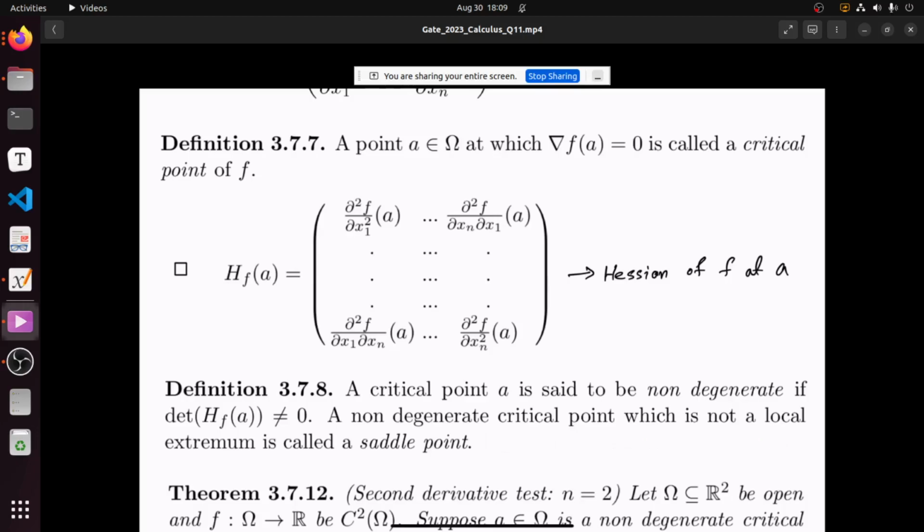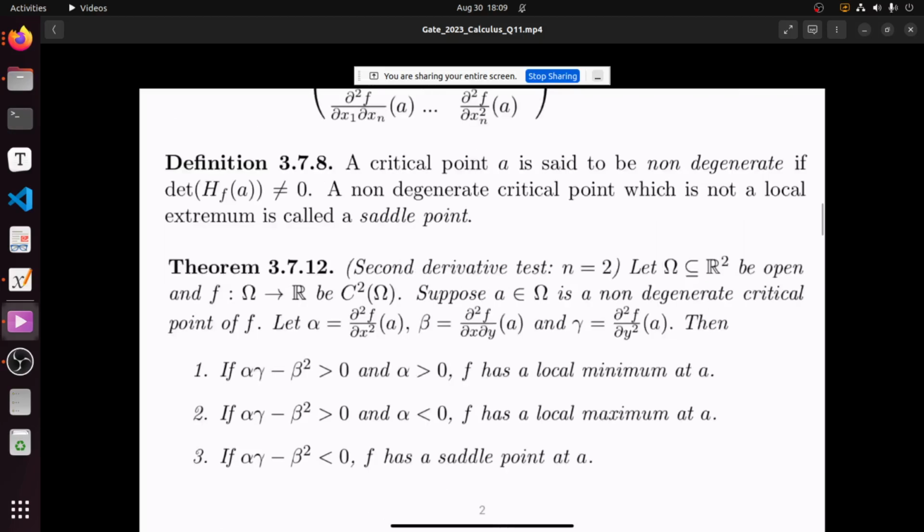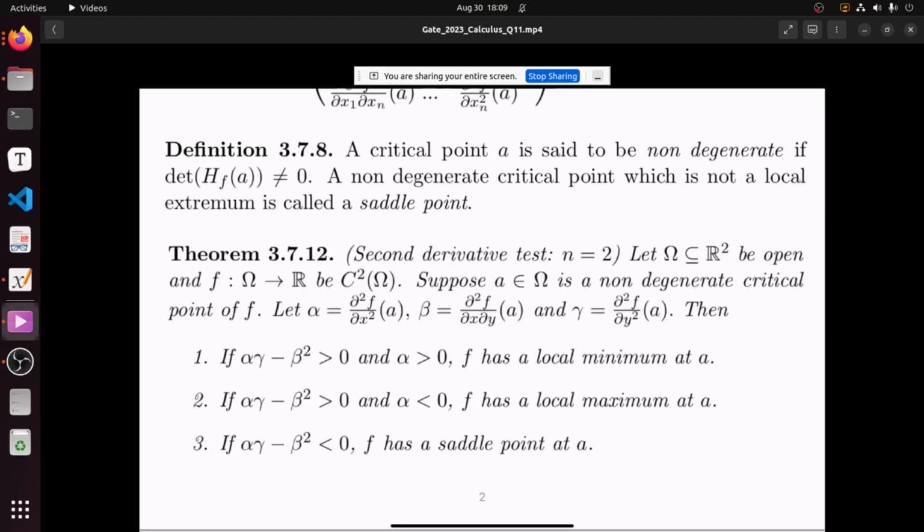So a critical point is where the gradient of f is 0, and a non-degenerate critical point which is neither a local extremum, meaning neither a local minimum nor a local maximum, we call a saddle point. And when the point is non-degenerate, we have a result, a theorem, from which we can determine whether the point is a local maximum, local minimum, or saddle point.